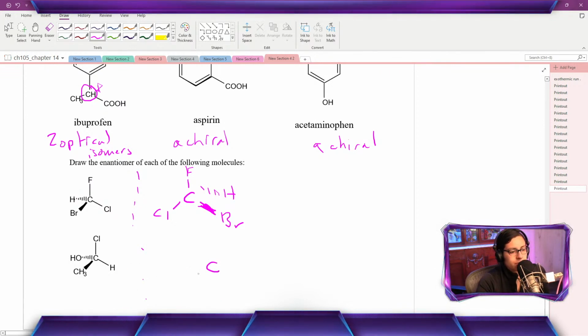So let's do the same for this one. So those are our 2 enantiomers.